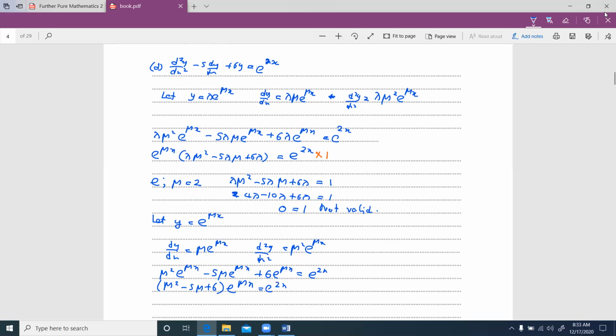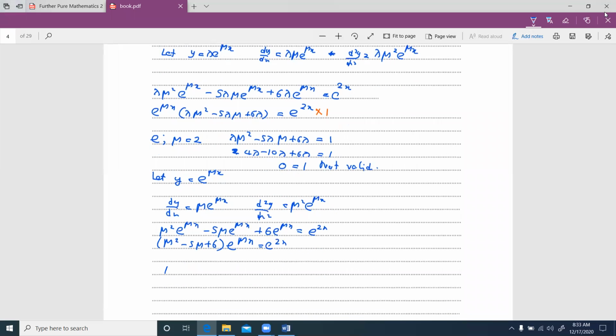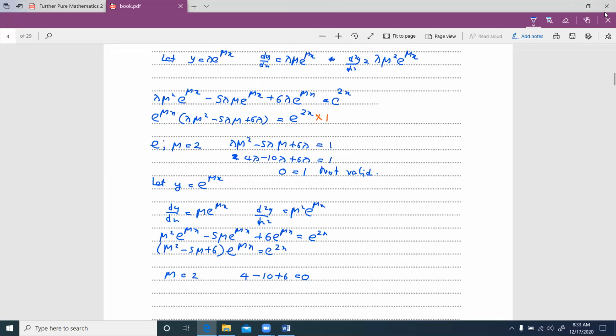With this fact, we can get mu is equal to 2. Whether it satisfies this condition: 2 squared is 4, minus 5 into 2 is 10, plus 6, that also equals 0. That's correct. So with that, mu equals 2, and you can write the particular integral as e to the power 2x. You can write it in that format, right?